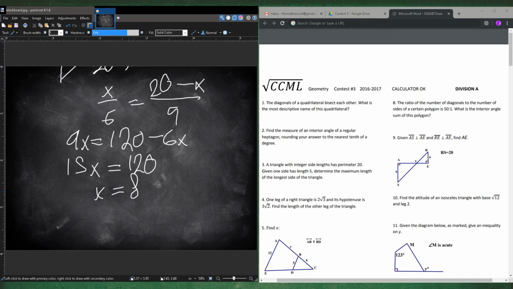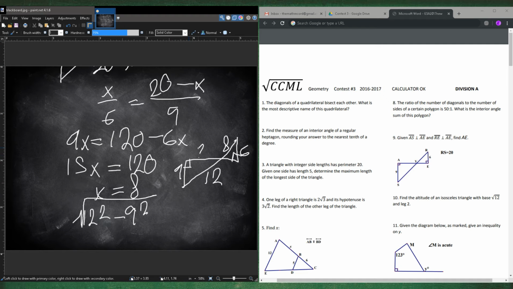So AE, we need to find AE. Based on our diagram, what do we have? We have 9 here, we have 6 here, and we have 8 here. So this one's 12. Using the Pythagorean Theorem, this is a right triangle. 12 squared minus 9 squared, square root, will get us the side length right here. That's square root 63, which is just 3 square root 7.